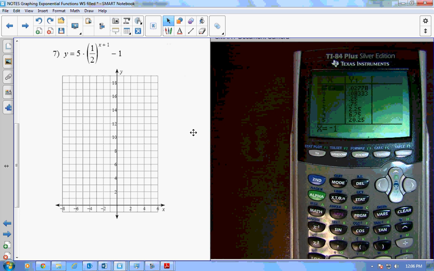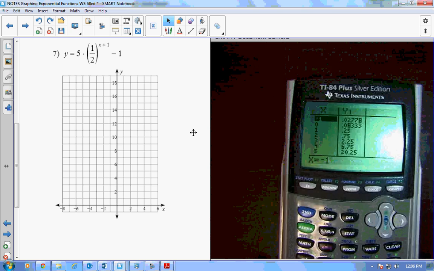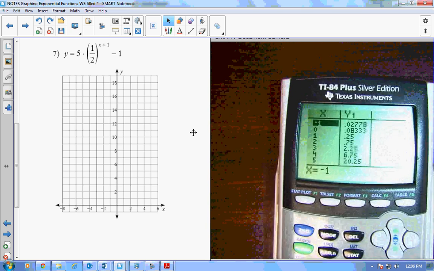I don't know why it's so dark. Here we go. It's a little better.